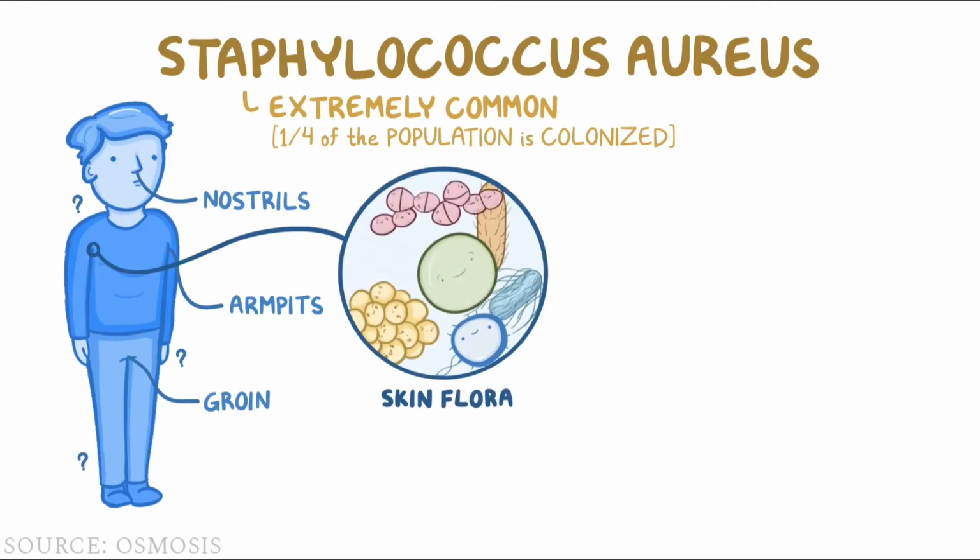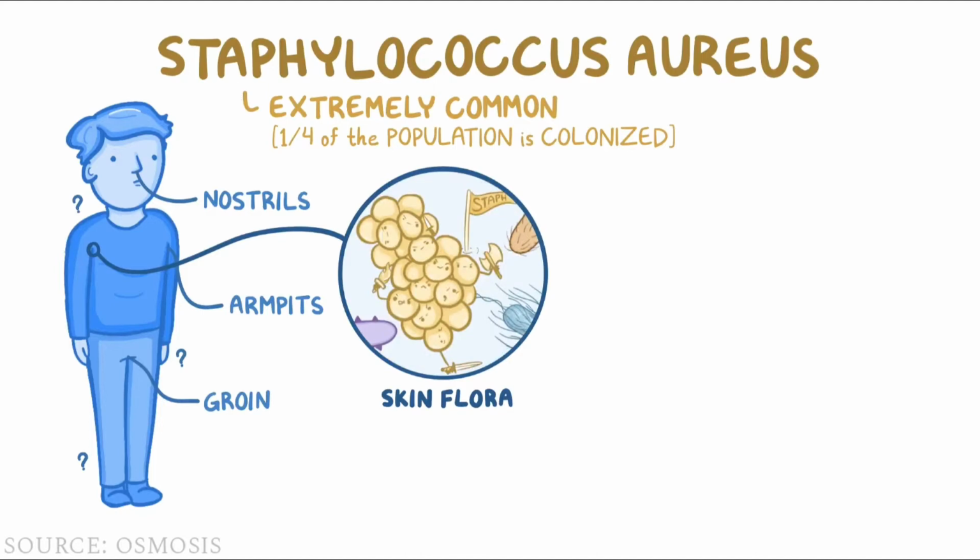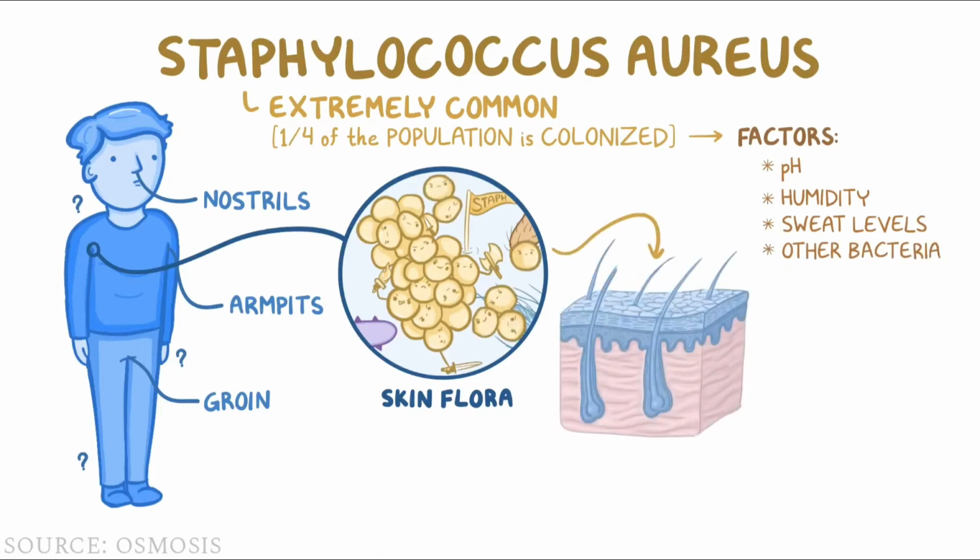The skin flora is a complex ecosystem of different bacterial species, and occasionally Staph aureus can start to dominate that ecosystem. In individuals that have Staph aureus colonization, a number of factors like the pH, humidity, sweat levels of the skin, as well as presence of other bacteria on our skin, all affect the amount of Staph aureus that's present.